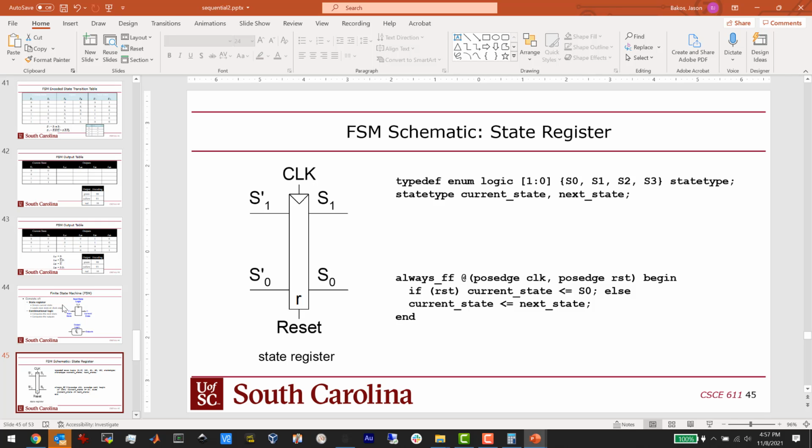And then you give it the names, and then you put the state type, and then you use state type as opposed to logic to declare the current state and the next state. So you need to have internal variables for each of those.